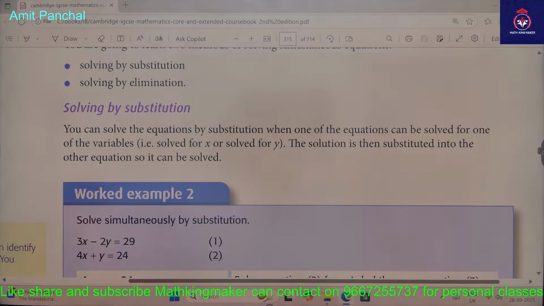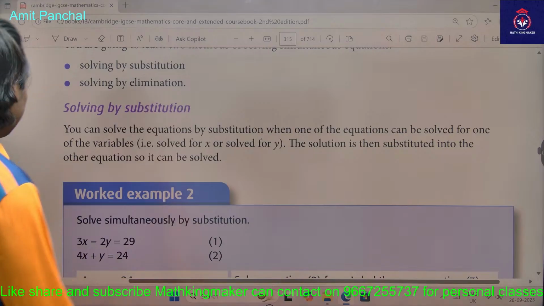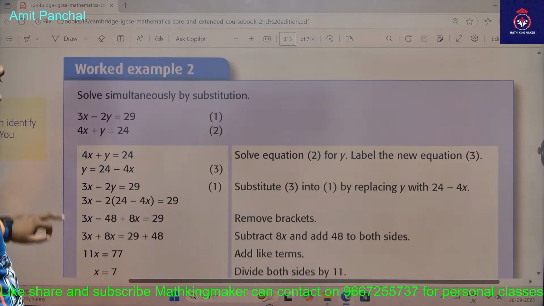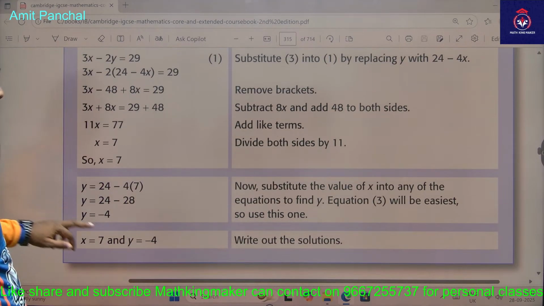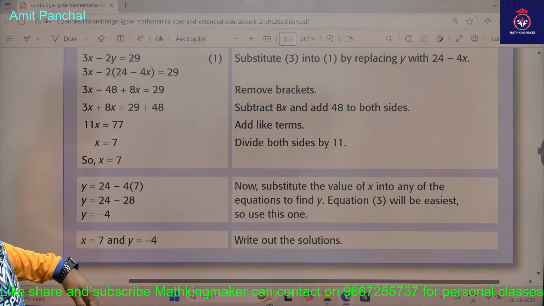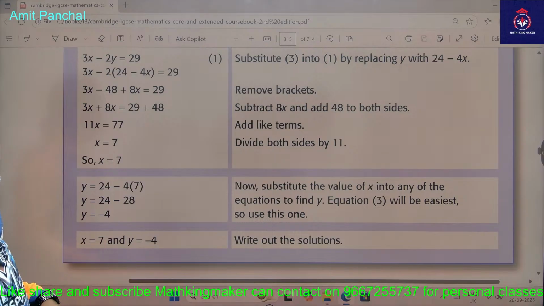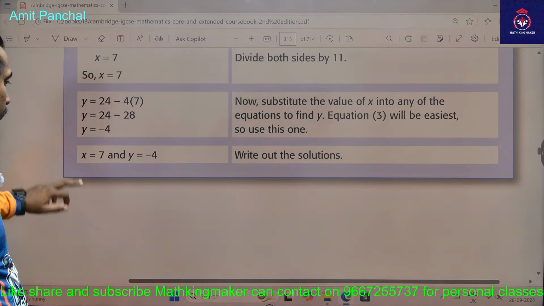I got x equals 7, y equals minus 4. Okay, just verify it. Yeah, I'm pretty sure it's right. Very good. x equal to 7 and y equal to minus 4. It was? Yeah, minus 4. Okay, very good.